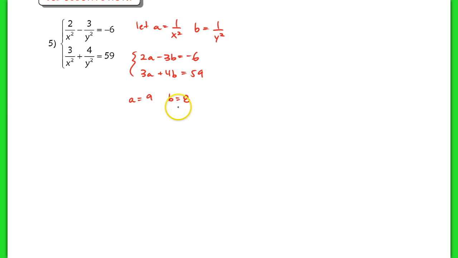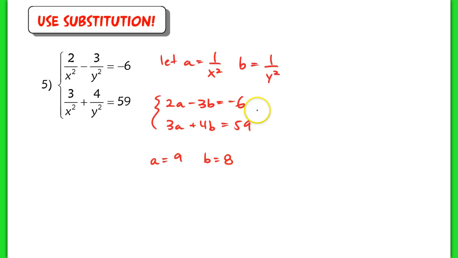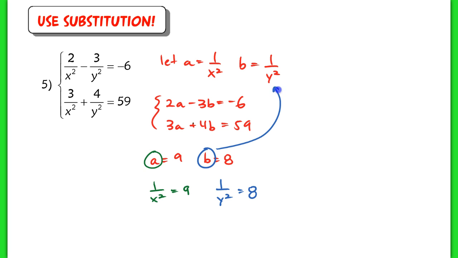Now from here is the important part for how you're going to actually solve for x and for y. Now you're going to use substitution back in here. Since I let a equal 1 over x squared, I'm now going to replace that with 1 over x squared. And I'm going to replace the b here with 1 over y squared. So I'm just using this idea here and here to use substitution again. So now I know that x squared should equal 1/9 and y squared should equal 1/8.